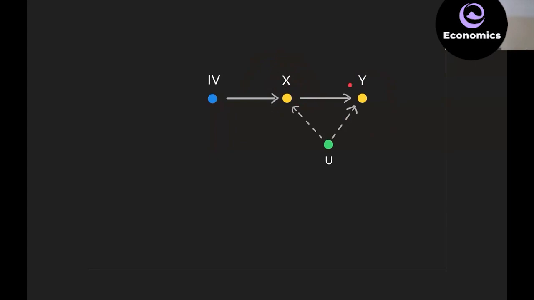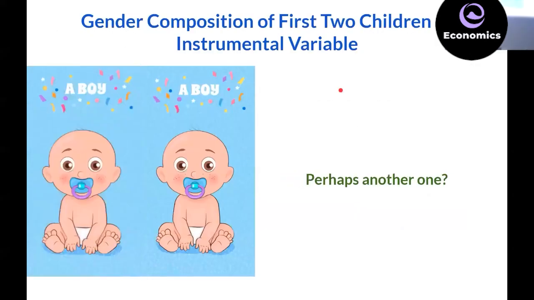So in this case, they use observational data on how many children and the gender composition people have, using a natural experiment to tease out the causal relationship. Okay, so that's IV methods. And that's all I have on econometrics.